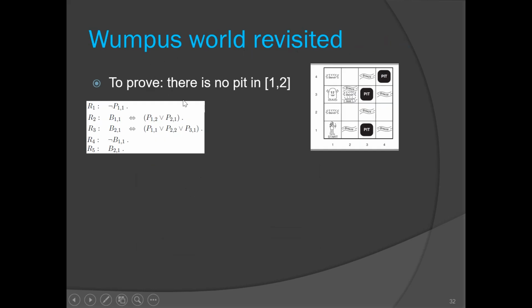Now I will apply the same rules that we studied yesterday, and to prove, I will try to prove there is no pit at location 1, 2. So 1, 2 is this location. They are using column first. So this is my 1, 2. I want to prove that there is no pit at this location.